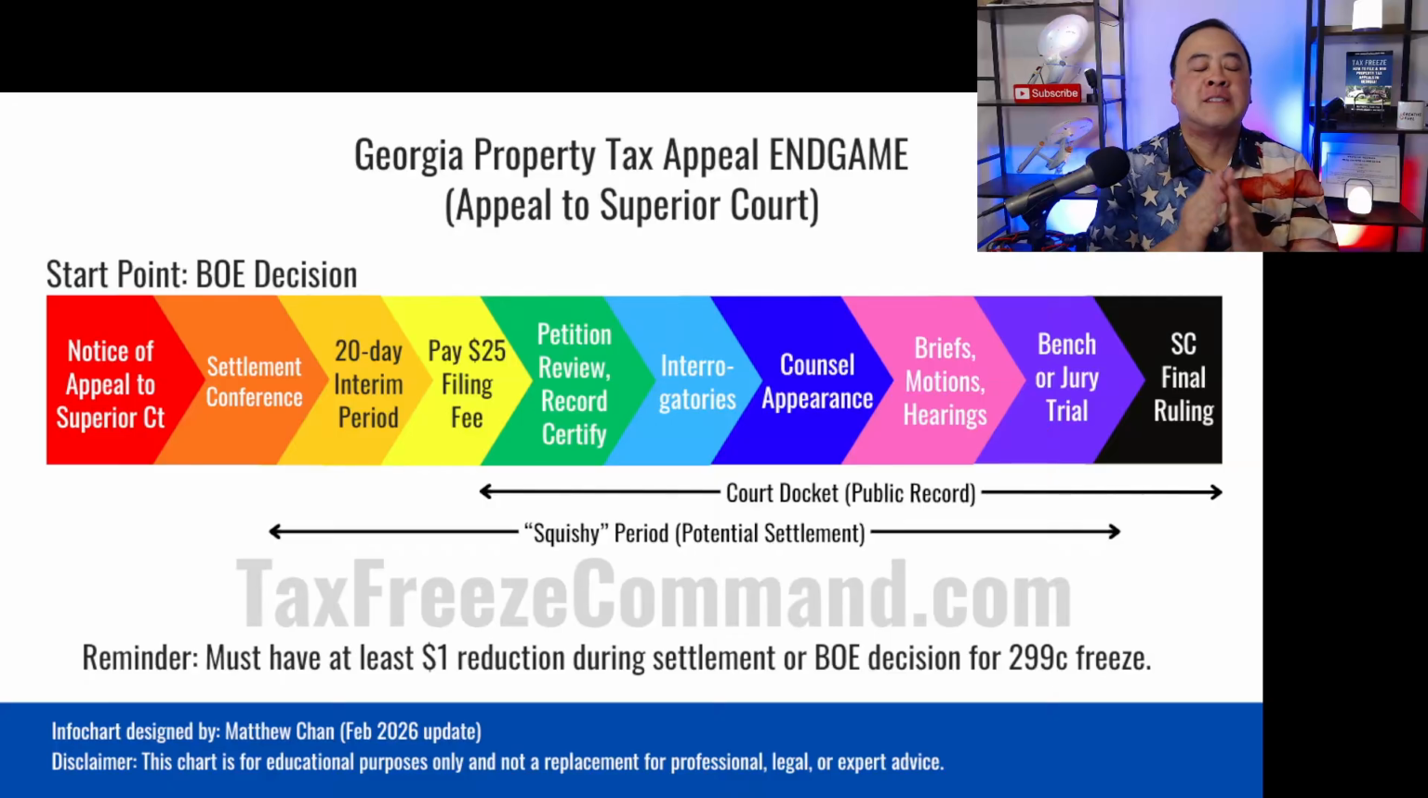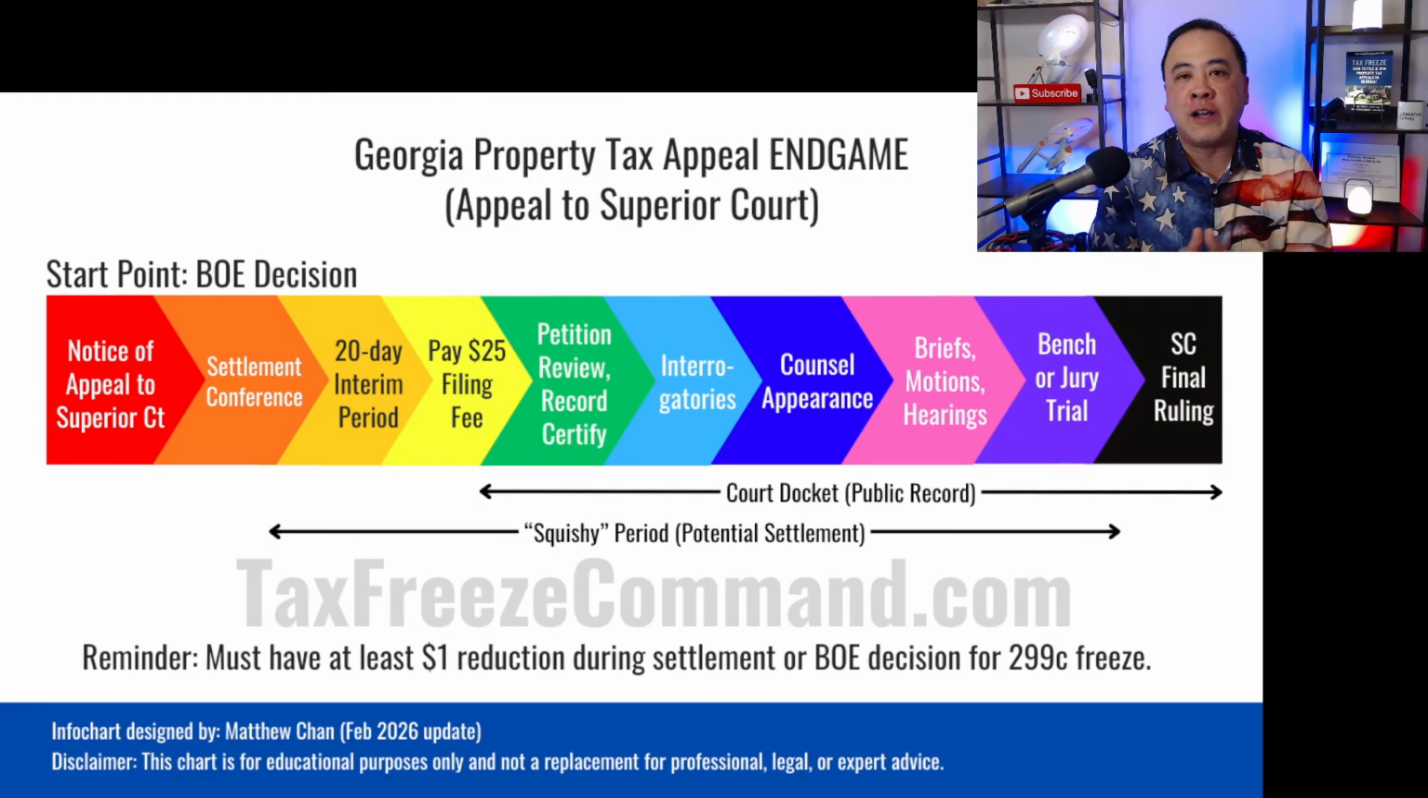From there, somewhere along the line, more than likely, you're going to get a lawyer involved. It's not a requirement, but at the very least, a lawyer from the county will start getting involved to represent the tax assessor's office, and that is why I have counsel appearance there. From there, there's the opportunity for briefs, motions, some minor hearings. From my understanding, again, it's a little squishy where my knowledge is right now, so it's a bit of a placeholder, so don't hold me to it.